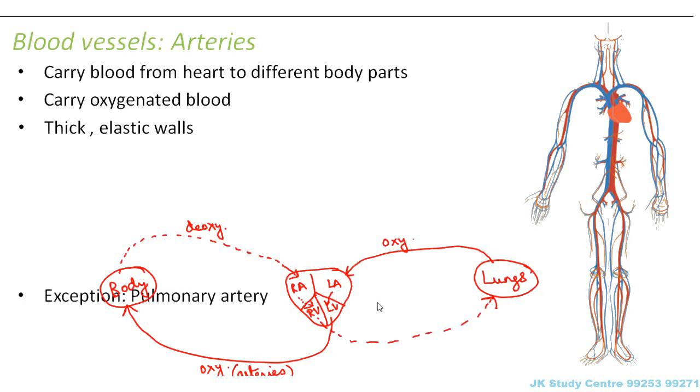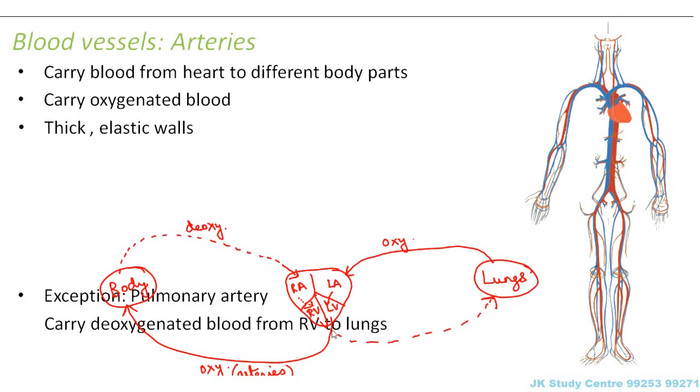There is one exception to the artery, that is pulmonary artery. There is a pulmonary artery which carries deoxygenated blood from right ventricle to lungs. So this is an exception. All arteries will carry oxygenated blood and all arteries will carry blood from heart to different body parts. The only exception is pulmonary artery. It will carry deoxygenated blood from right ventricle to lungs.